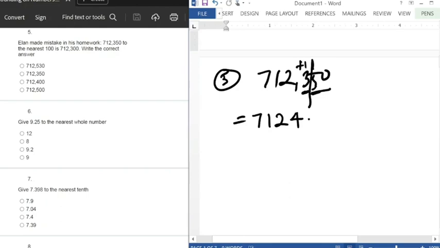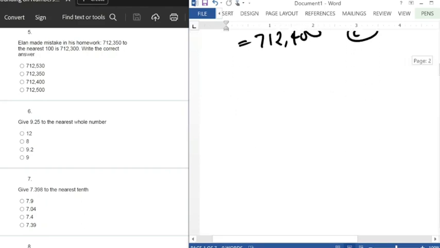Then the remaining 2 digits here we change to 0, 0. So that means we have 712,400. That is option C. I hope this is very clear.